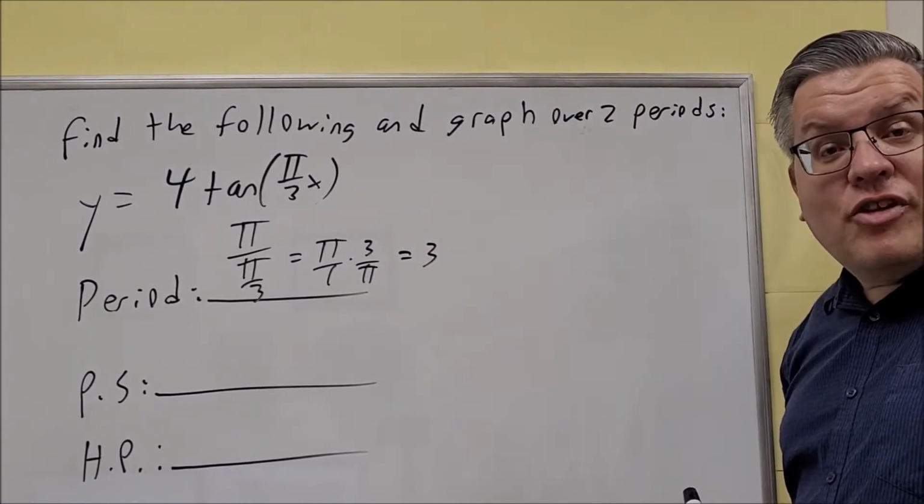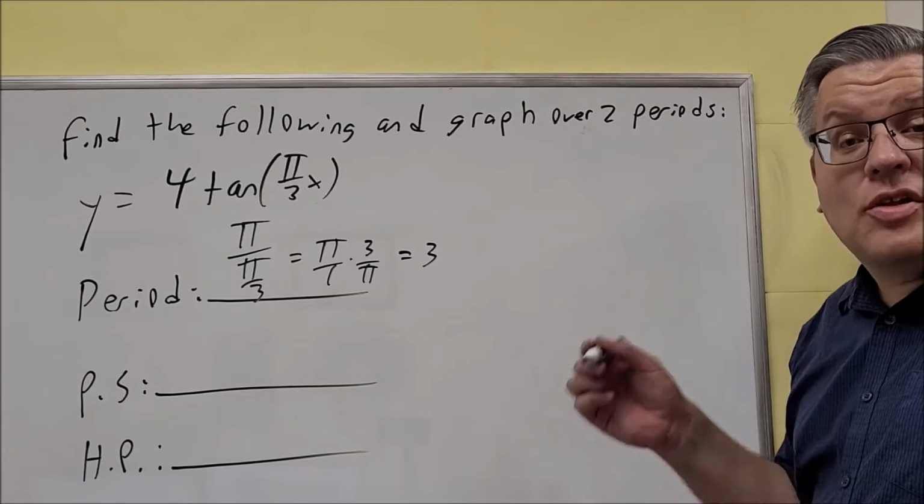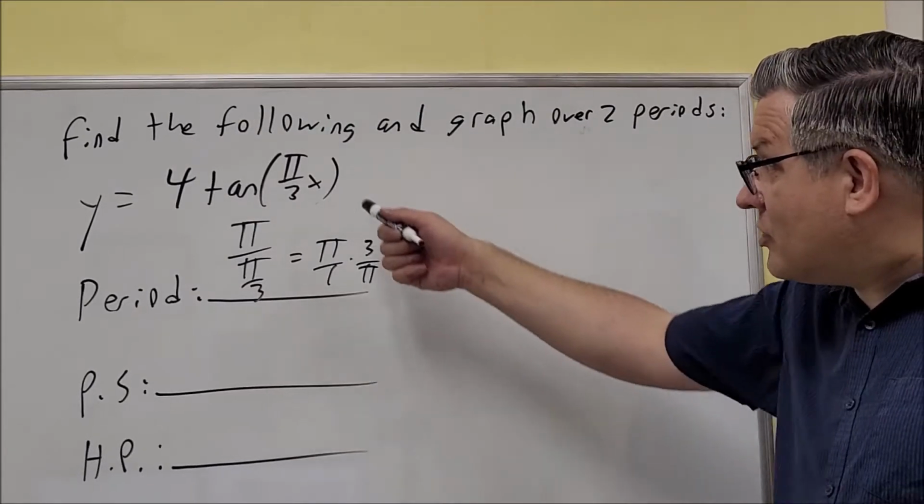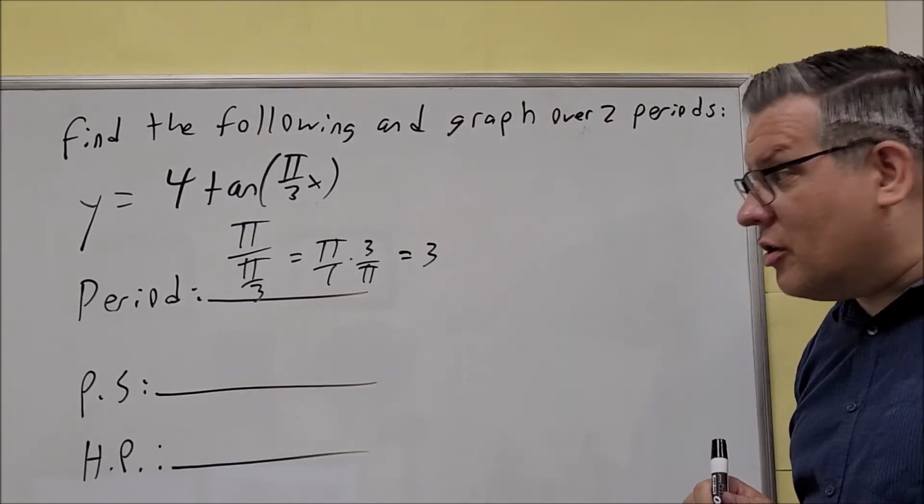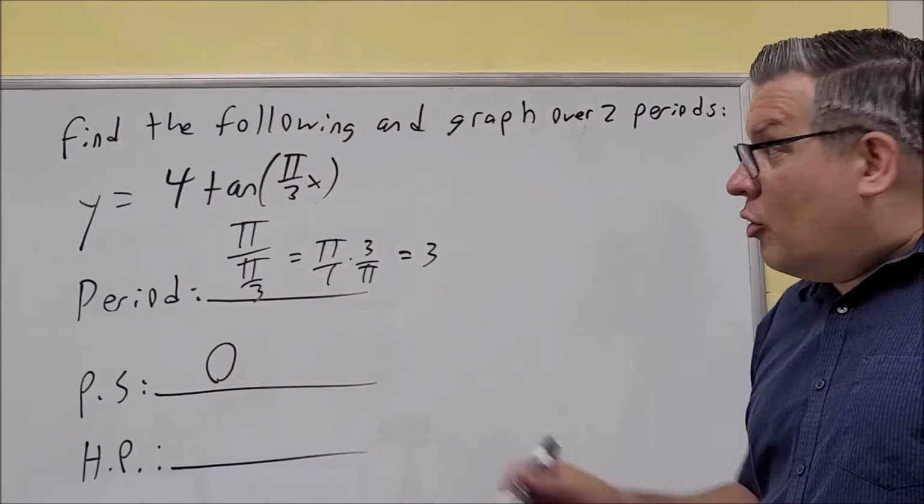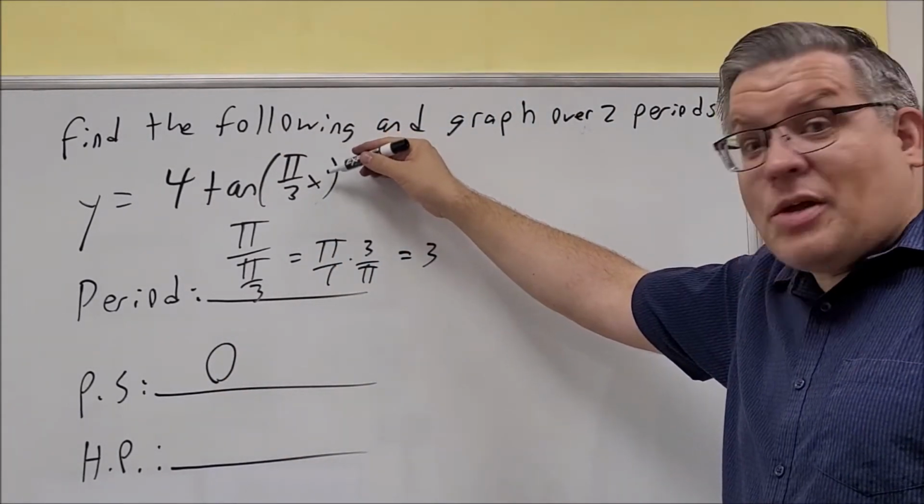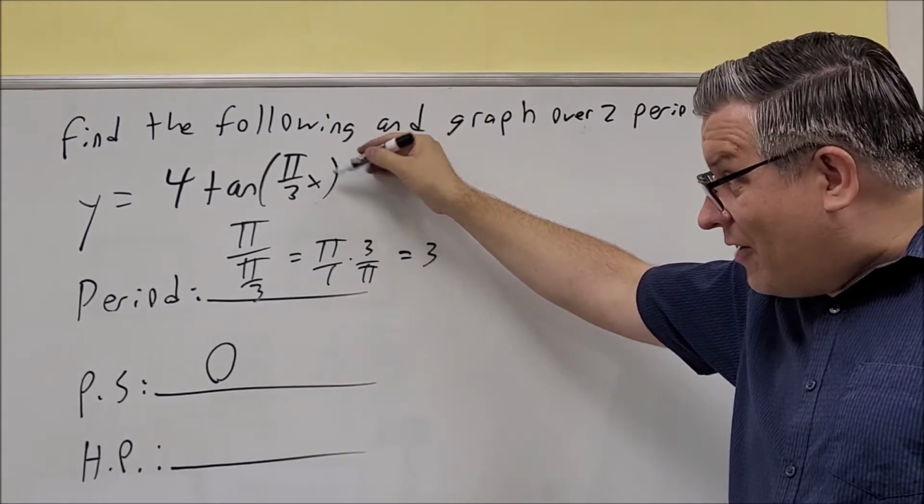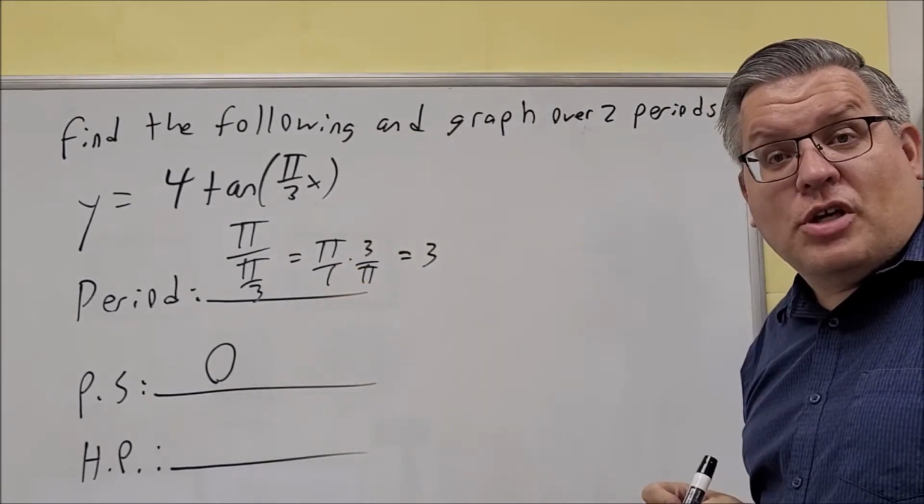Next, we want to find the phase shift. The phase shift would be the opposite sign of c over b. Now, in this case, there is no c. It's 0. So for this one, the phase shift is going to be 0. We don't have a plus or minus. And whenever you have something like that, there's no plus or minus after the x, that means your phase shift is going to be a 0.